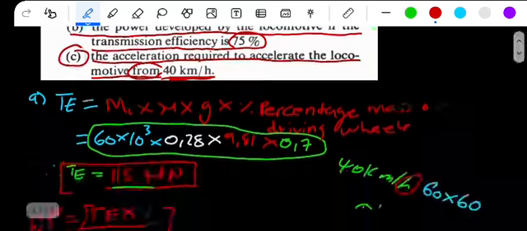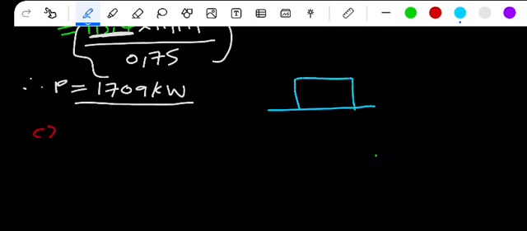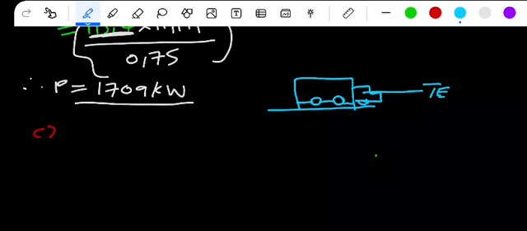We want the acceleration, but this is a level track. They've said this is a level surface. If you have a level surface, you have your wheels anyways. So guys, since it is horizontal, you'll have TE, the force caused by the engine, the tractive effort, which will act in that direction.